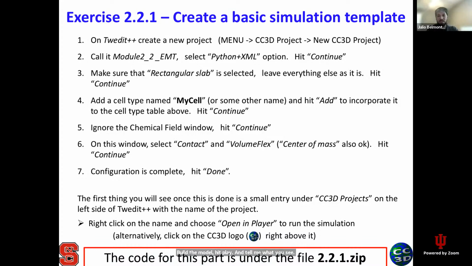I want you all to run this model and tell me what you are seeing. What you see at the beginning, what you see after a few seconds, and what you see after a minute. I'll give you time now to just run the simulation here.